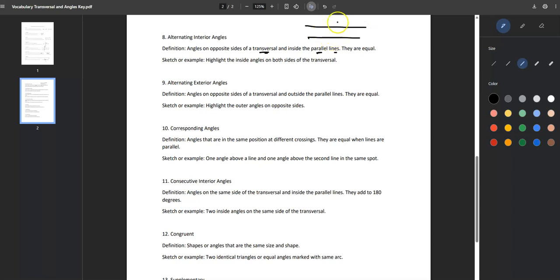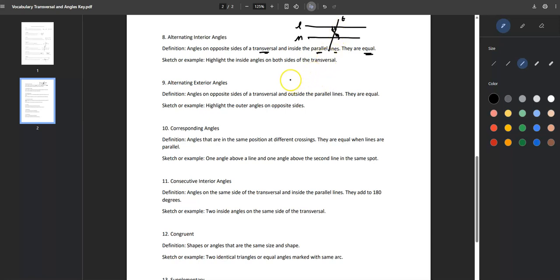So I've got two lines here, and I've got a transversal here. Alternating interior angles are going to be this angle with the dot and this angle with the dot. So from here to here. And when L and M are parallel, and we'll talk more about this in the next unit, they are equal to each other. So again, this angle and this angle are alternating interior angles.